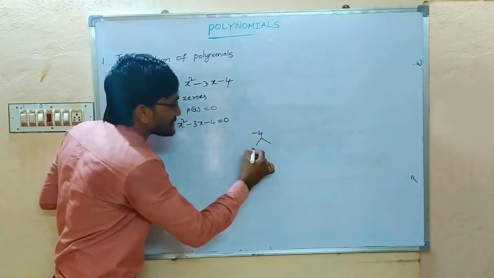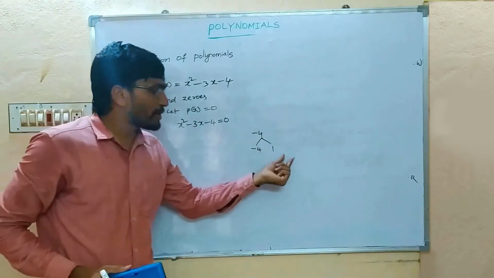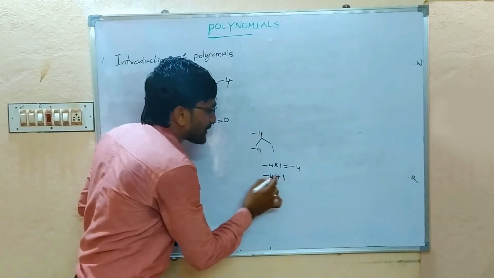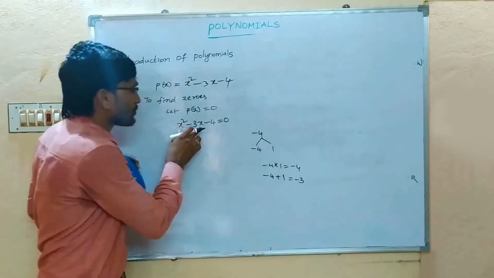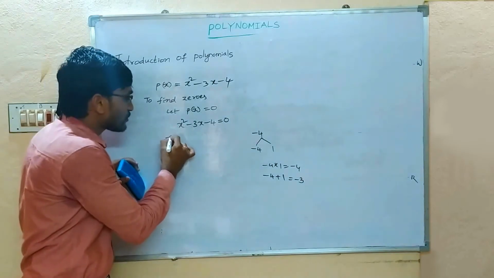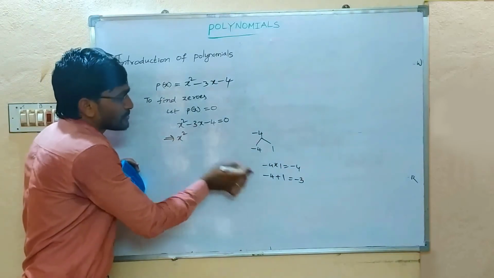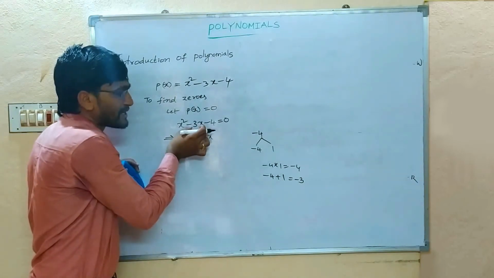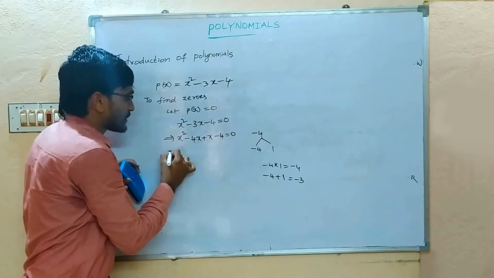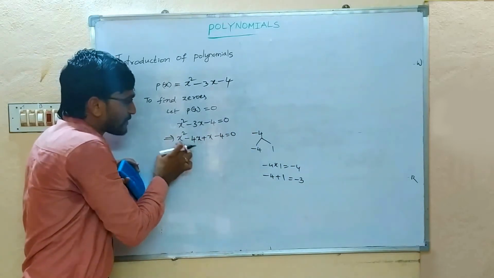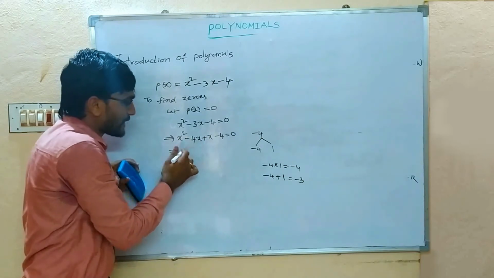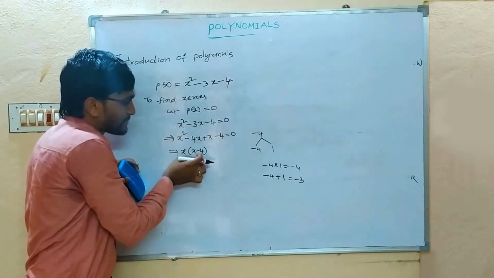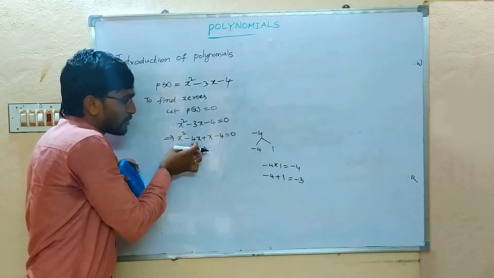So I want to write that as minus 4 into 1. Minus 4 into 1 is minus 4, and the sum of the terms, minus 4 plus 1, is equal to minus 3. So we split the middle term: x square minus 4x plus x minus 4 equals 0. In the first two terms, what is the common value? x. Taking x common, we get x into x minus 4: x into x is x square, x into minus 4 is minus 4x.